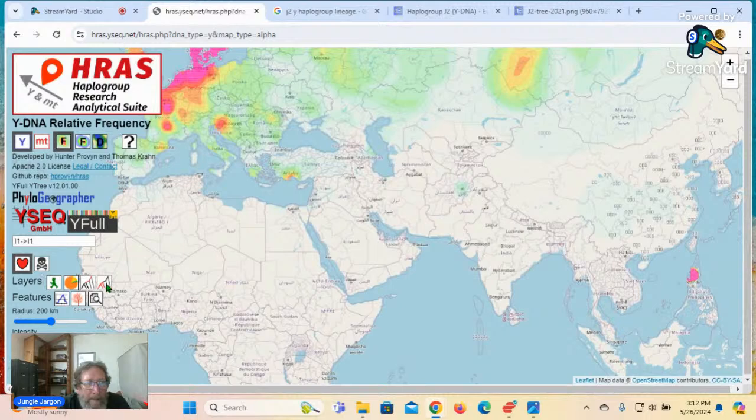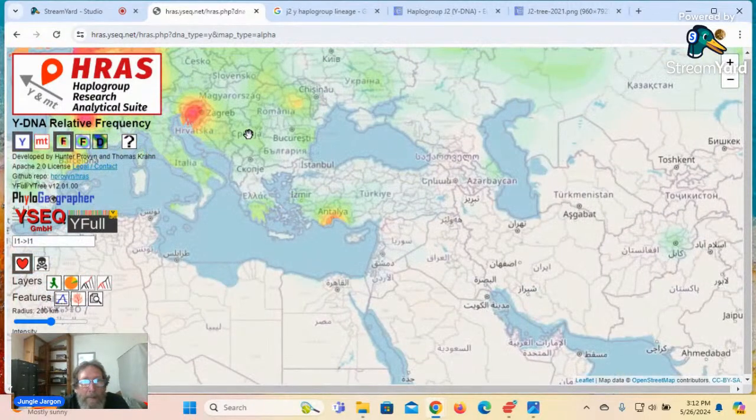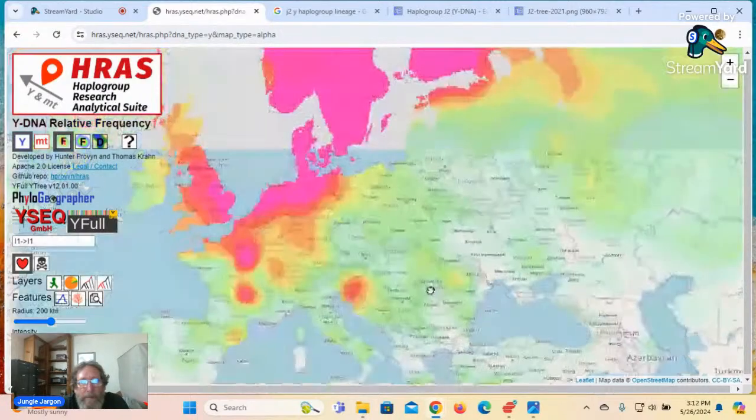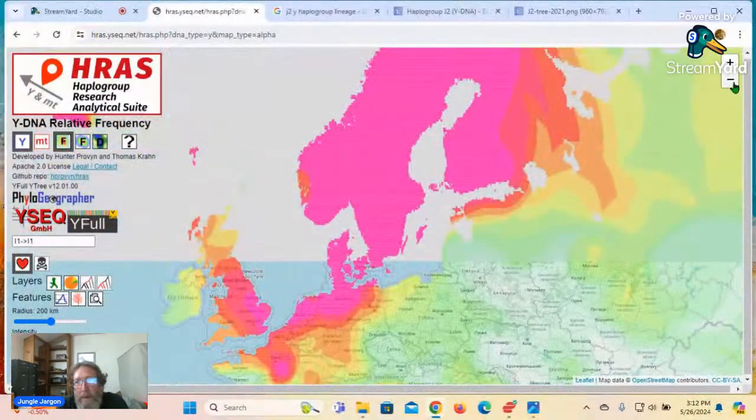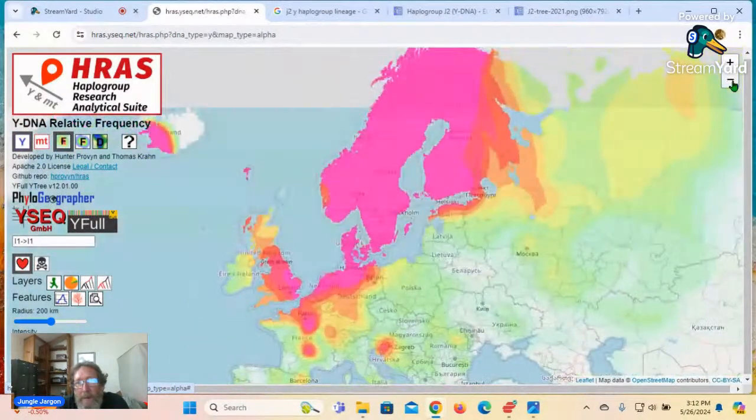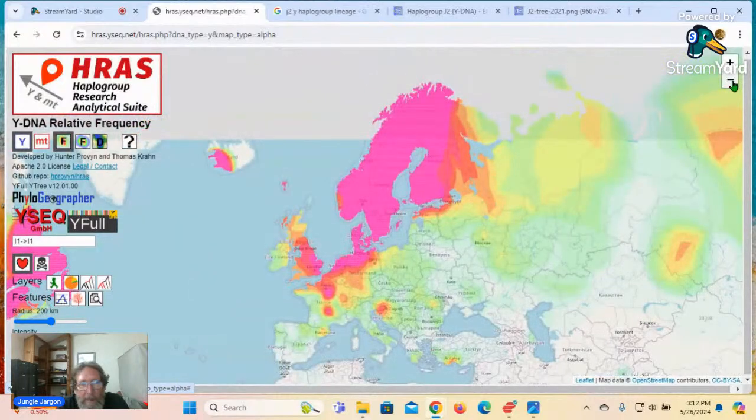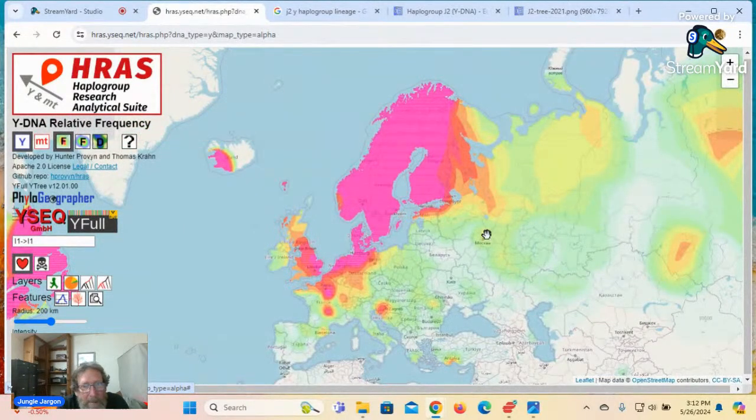Let's go ahead and I can't, somehow it won't let me. Oh, there it is. Now I can move it. Okay, there's the I haplogroup, and the I is what? Germanic? No, it's not Germanic. Here's Germany right here, north of Italy. There's Germany right here, north of Italy.